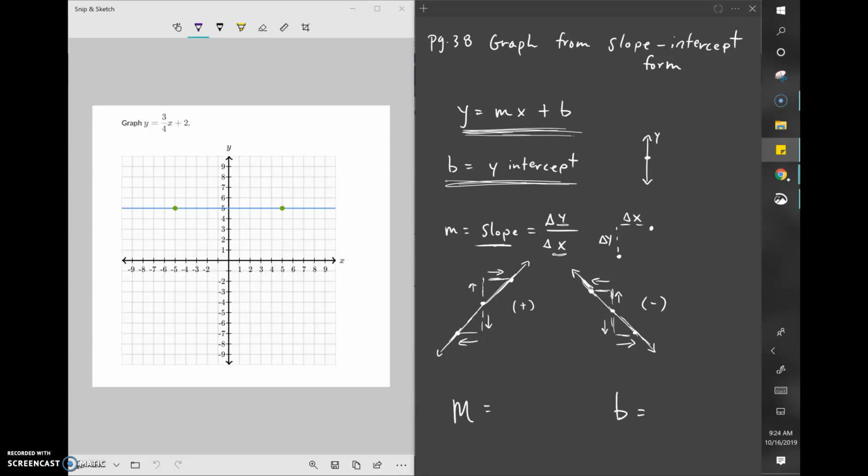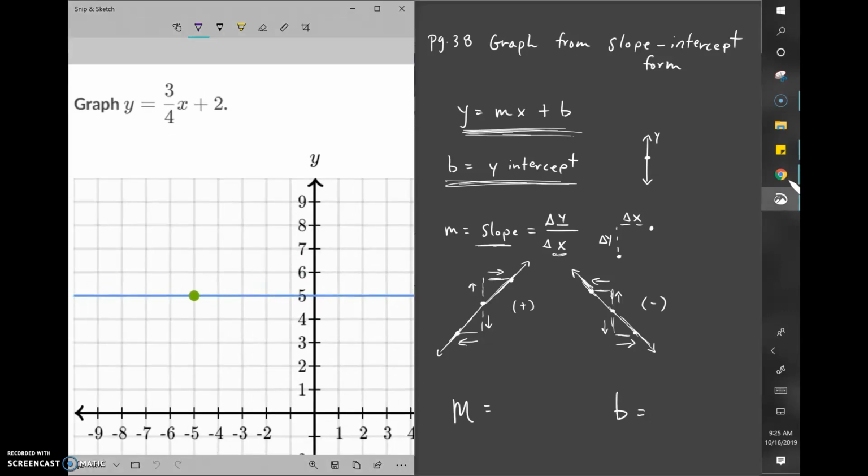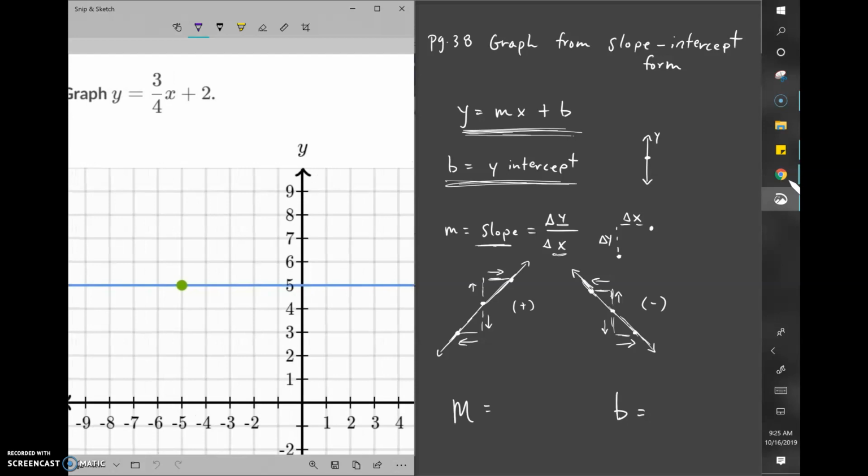And then here we've got what it looks like for a line to have a positive slope, and what it looks like for a line to have a negative slope. And today essentially we just need to identify what the m value is and what the b value is, and we use those two things to go ahead and graph.